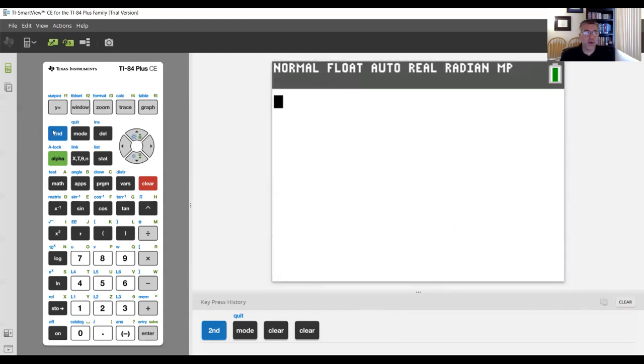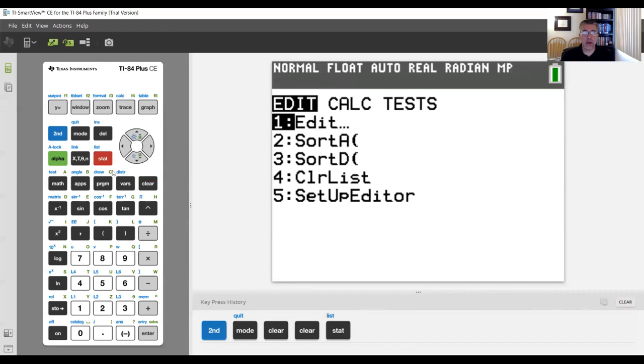Okay, so we're going to now do a little bit of statistics. So I'm going to go to stats. The stat key is two over, right next to the variable key, and I'm going to click on stats. What I want to do is enter some statistics, so I want to go to edit statistics.